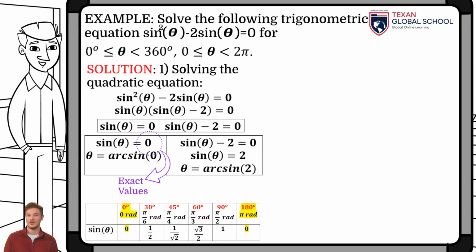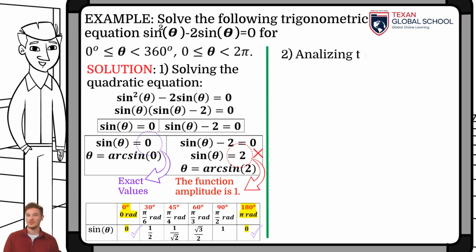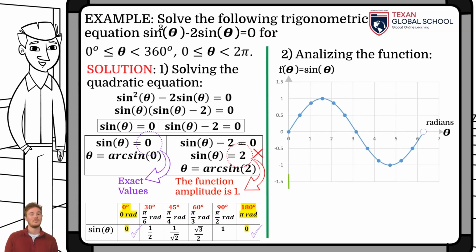In the first case, using the table of exact values, we see that the sine of theta equals 0 has two solutions, when theta is 0 and when theta is pi. Now there is no value for the sine of theta equal to 2, since the amplitude of the function is 1. If we try to solve it using a calculator, it will send an error when applying arcsine of 2. It can be verified in the sine function graph, since the angle corresponds to those two values when the amplitude is 0.